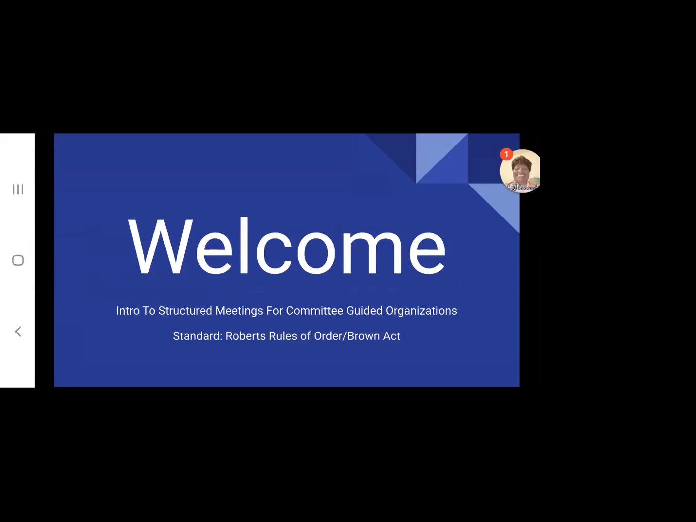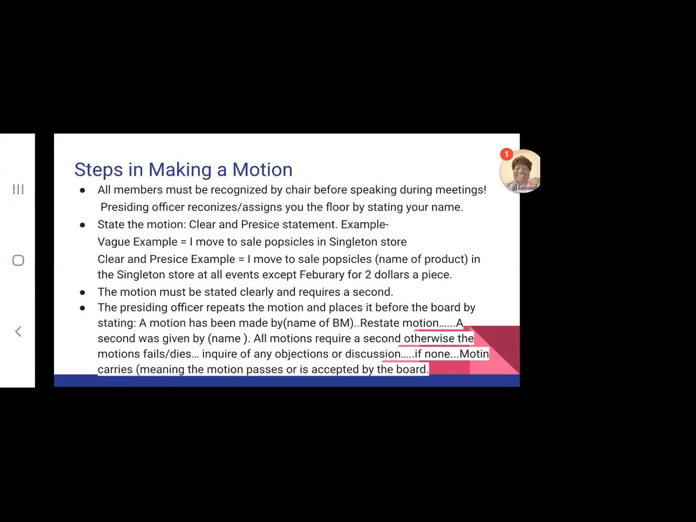Welcome to structured meetings for committee-guided organizations, and our standard is Robert's Rules of Order and the Brown Act. We won't go into the history of that; that's something we can do later. One of the themes running through our organizations is motions: when to put them, how to put them, the verbiage, the concepts, and making sure you're considering all the aspects and that it doesn't conflict with other actions or motions already taken. So we're going to go over these points really fast.